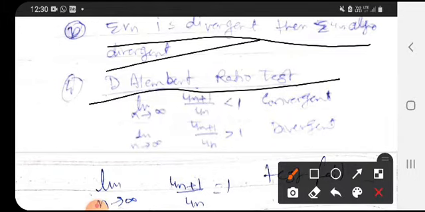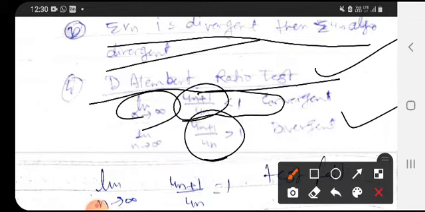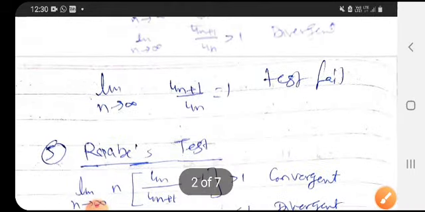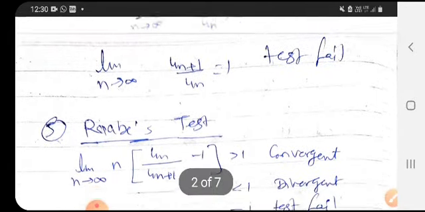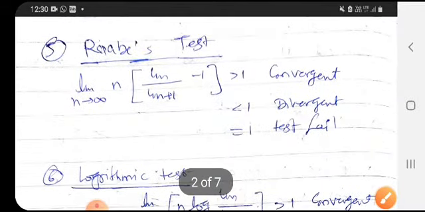D'Alembert ratio test. Limit n tending to infinity of un plus 1 upon un is less than 1, then the series is convergent. If un plus 1 upon un is greater than 1, then the series is divergent. Similarly, if un upon un plus 1 is less than 1, then the series is convergent, and if un upon un plus 1 is greater than 1, then the series is divergent. Understand these, student? If limit n tending to infinity of un plus 1 upon un is 1, then the test fails.